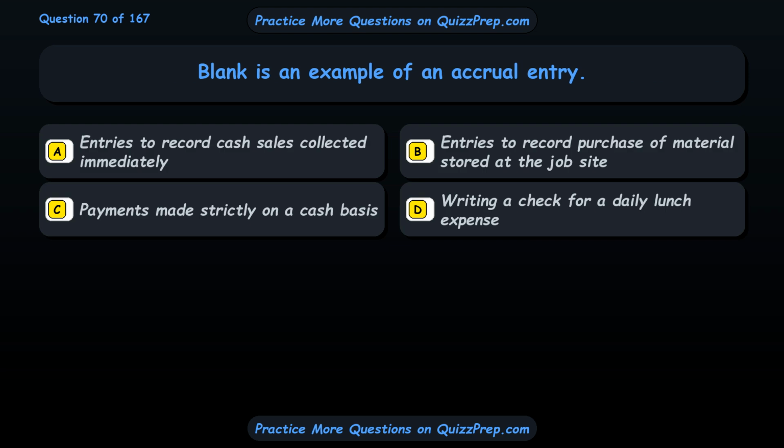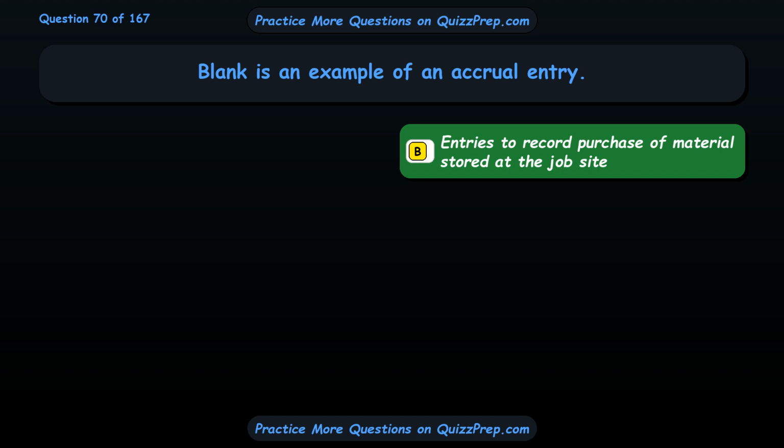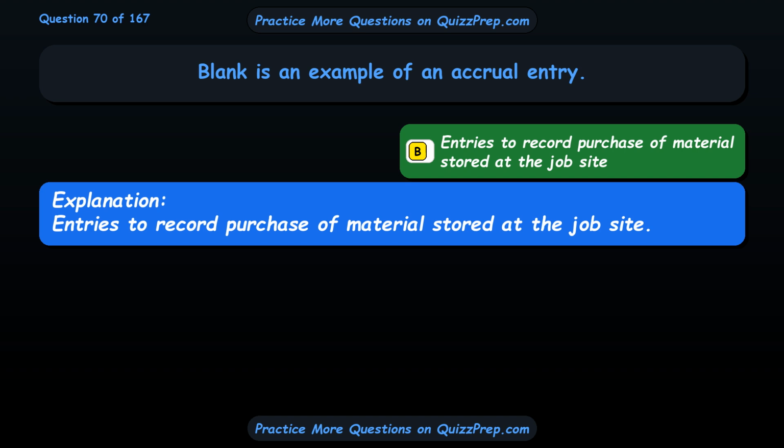Question 70. Blank is an example of an accrual entry. Option A, entries to record cash sales collected immediately. Option B, entries to record purchase of material stored at the job site. Option C, payments made strictly on a cash basis. Option D, writing a check for a daily lunch expense. The correct answer is option B, entries to record purchase of material stored at the job site.